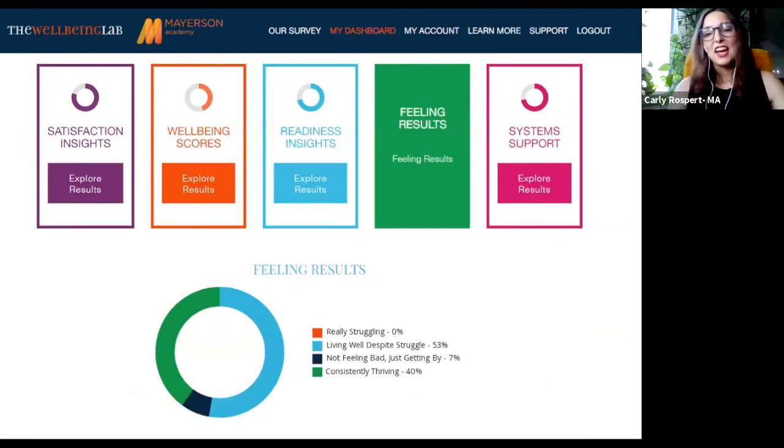The second to last category is our feeling results. And this is really that quadrant, as you remember, and those 4 different categories. It just puts people into those categories. So at Meyerson Academy, we don't have anyone who's really struggling. We have 53% of people in that living well despite struggle, 7% in not feeling bad, just getting by, and 40% in consistently thriving. And if you remember, we really want people in those light blue and those green categories.